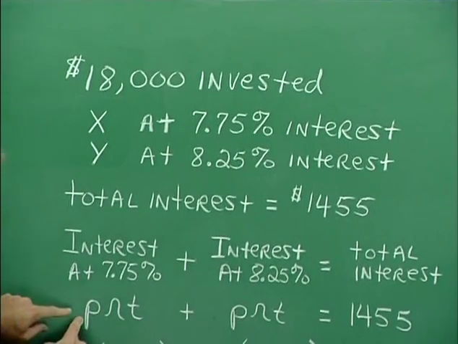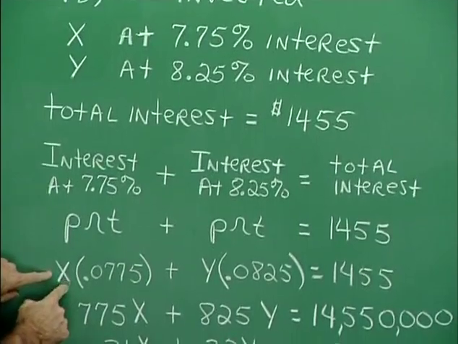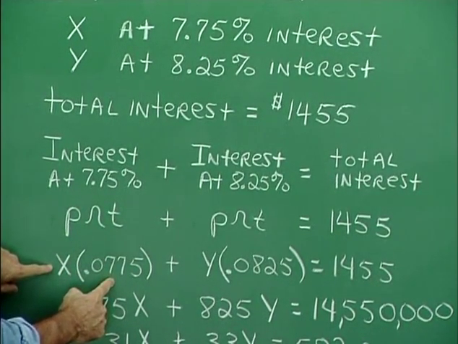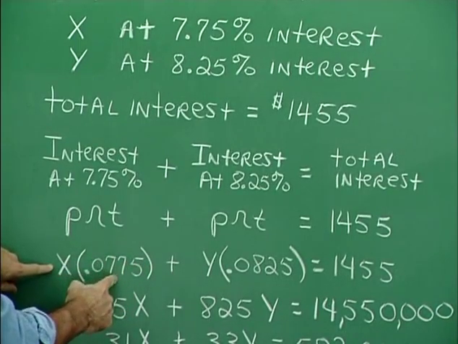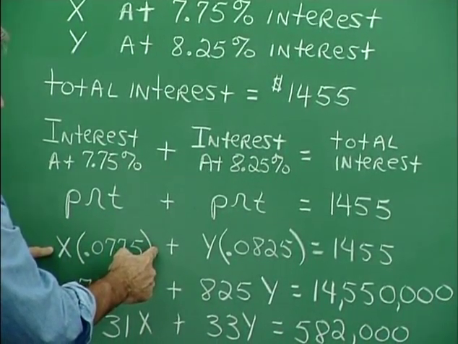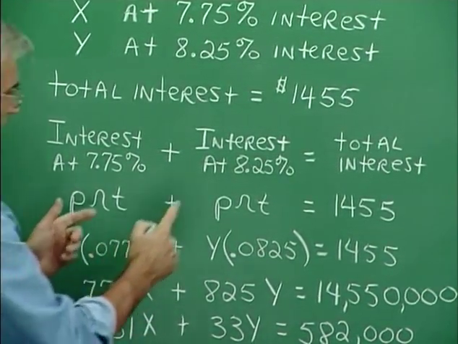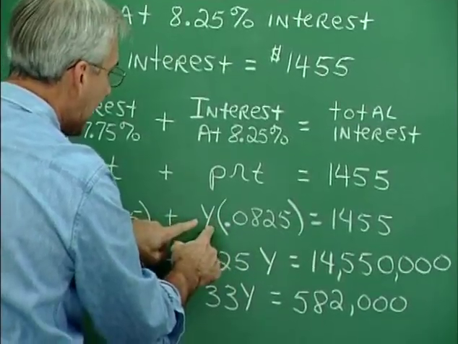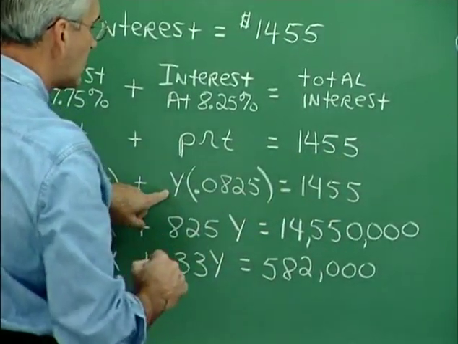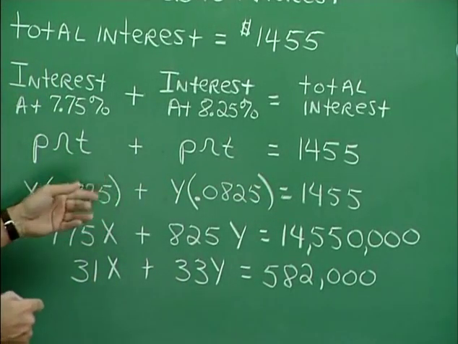That is, the principal associated with a rate of 7.75% is X. So the principal is X, the rate is 7.75%. Now notice I'm expressing it as a decimal here. The time is 1 year, so I've not listed anything here because it won't make a difference in the problem. And for the other one, the principal times rate times time is Y times that interest rate and times a T of 1 equals 1455. So this is one of our two equations, and I'll come back and clean it up here in a little bit.